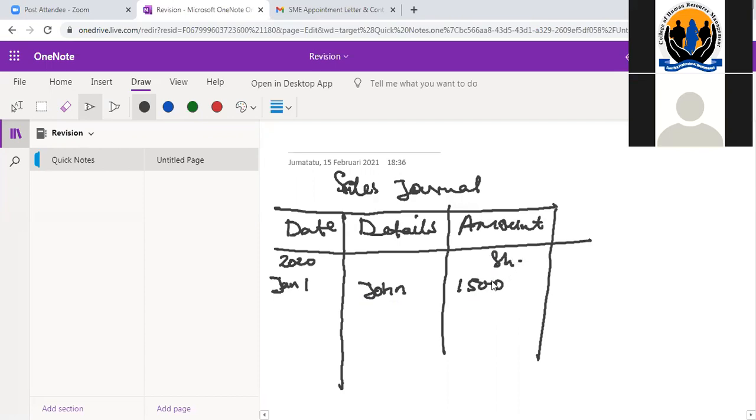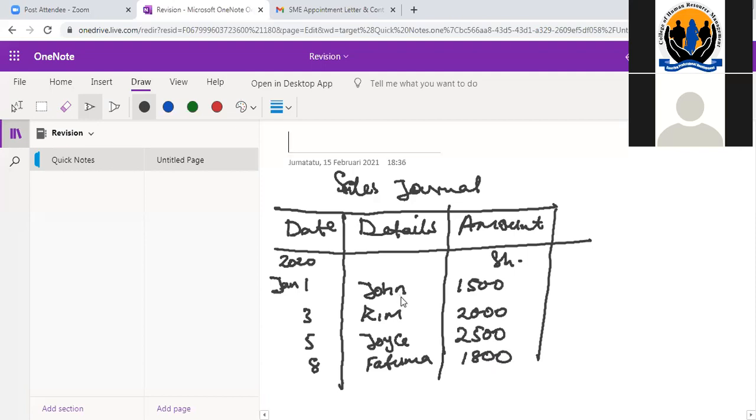Maybe on 3rd of that particular month, we sold goods to Kim worth 2000. So we write the date, the name Kim, and then the amount. So the details capture the name of the customer. Maybe on 5th, we sold goods to Joyce, and you write the value of the goods, maybe 2500. On 8th, from the invoice that you have, we sold goods to Fatuma, and maybe it was 1800. So in the details, we write the name of the customer.